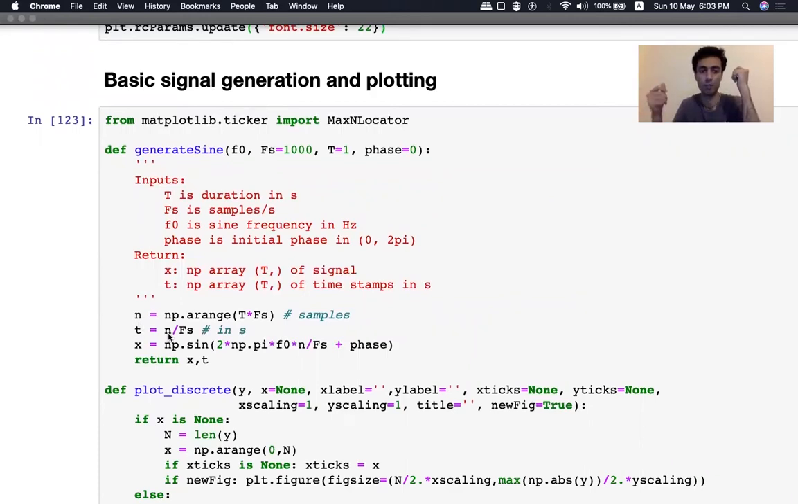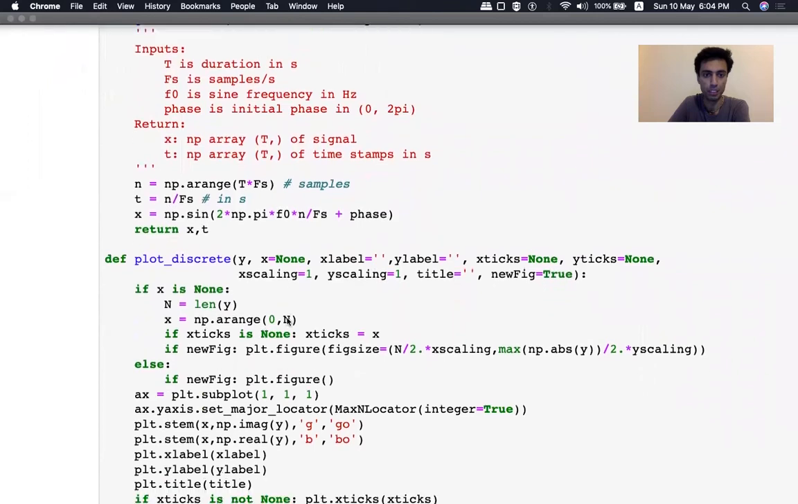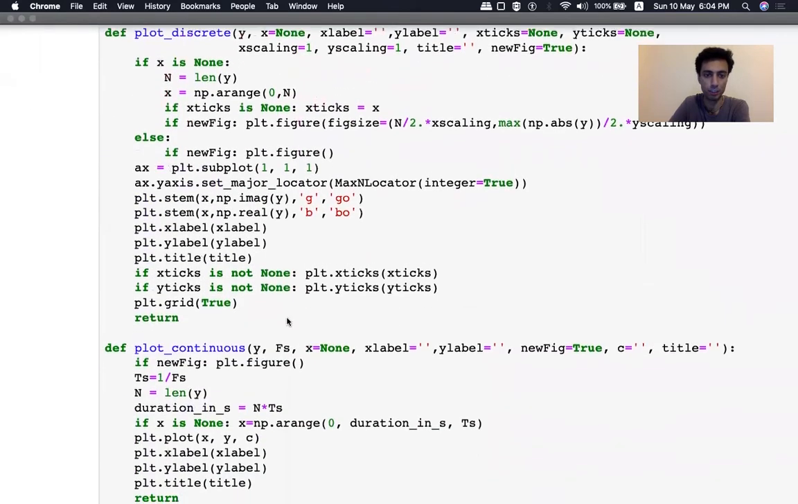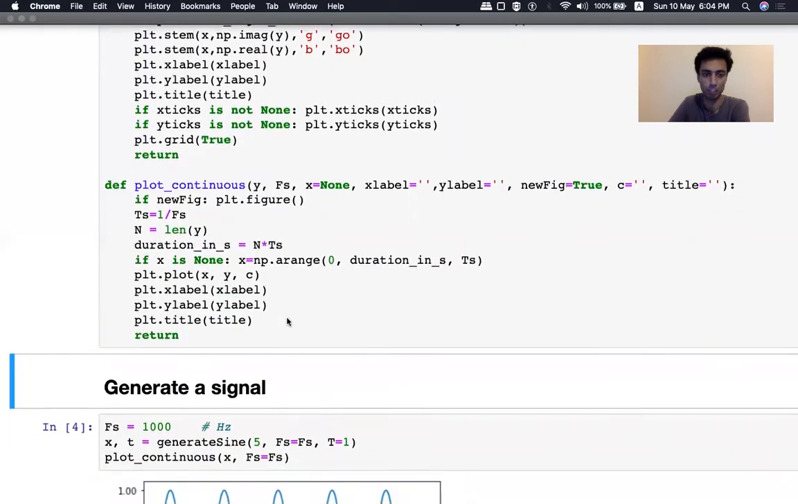It's the continuous time corresponding to each sample. And x is my signal. Now x is simply sine 2 pi f naught t, right? Sine 2 pi f naught t plus some phase if you want, some phi, right? Now for discrete plotting and for continuous plotting, these are simple functions.